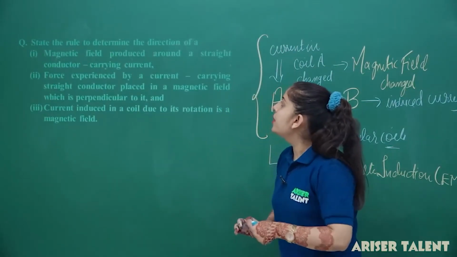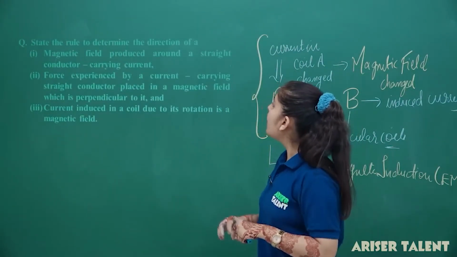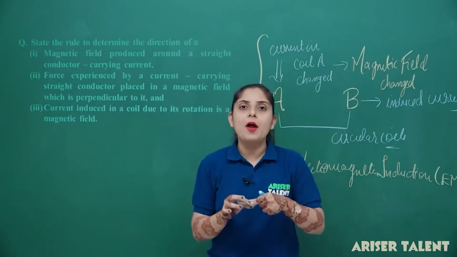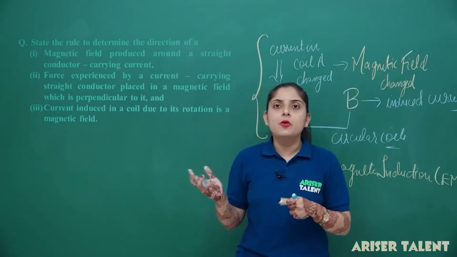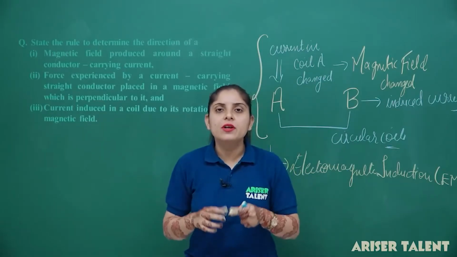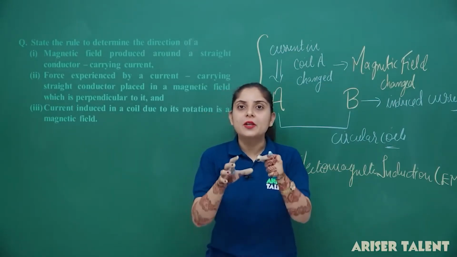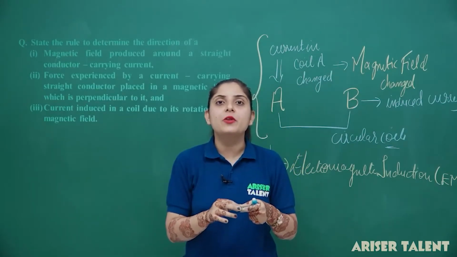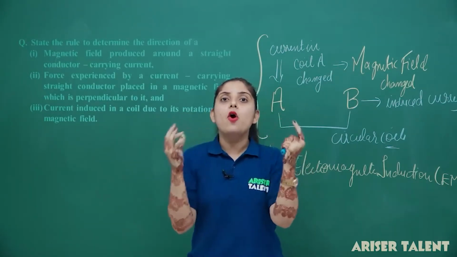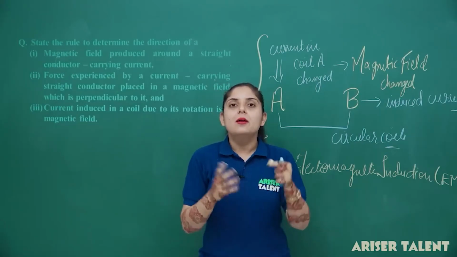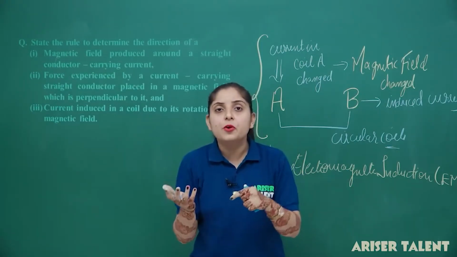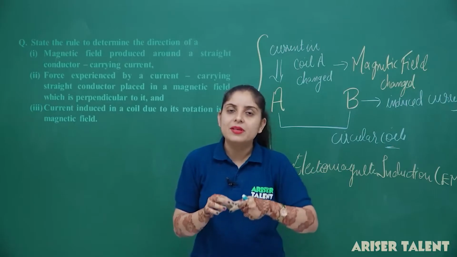State the rule to determine the direction of. So you have been given 3 cases and you have to identify the rules which are going to tell you about the direction of the current or magnetic field in the circuit. Again, this is a very interesting question because I know you will be a bit confused when you apply all the 3 rules. You will ask, ma'am, in which question we will apply Fleming's left hand rule, and in which question we will apply Fleming's right hand rule.